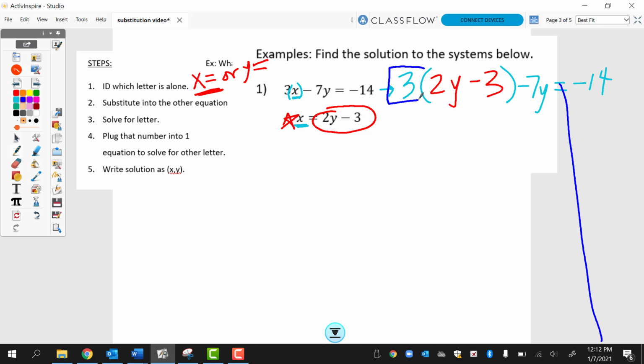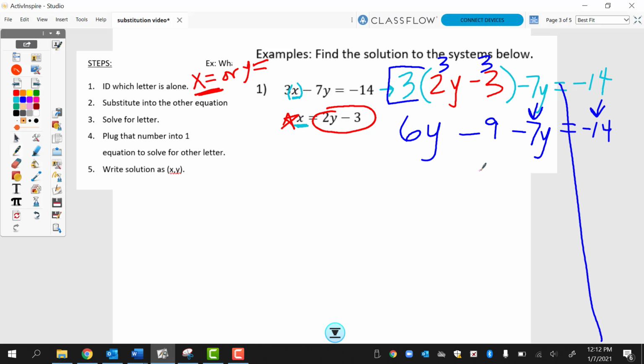So I'm multiplying, I got parentheses, I got to multiply, times 3. 3 times 2. I type in the calculator 6, there was a y, put the y. 3 times negative 3, I type that in the calculator, get negative 9. The 7y is not part of the multiplying, so I'm just going to drop it down. And the negative 14, we're going to drop that down.